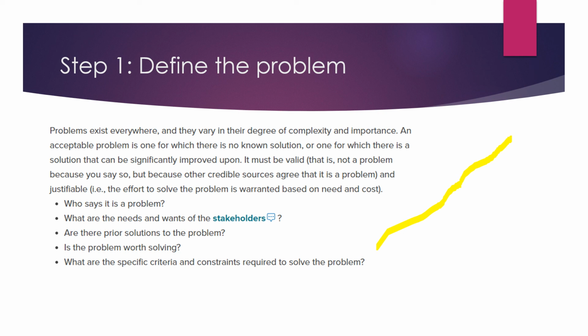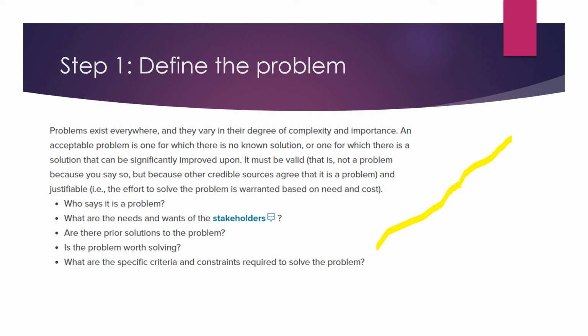Step 1 in the design process is the definition of the problem. Problems exist everywhere, and they vary in their degree of complexity and importance. An acceptable problem is one for which there is no known solution, or one for which there is a solution that can be significantly improved upon. It must be valid, that is, not a problem because you say so, but because other credible sources agree that it is a problem. And justifiable, that is, the effort to solve the problem is warranted based on need and cost. So we've got two factors there.